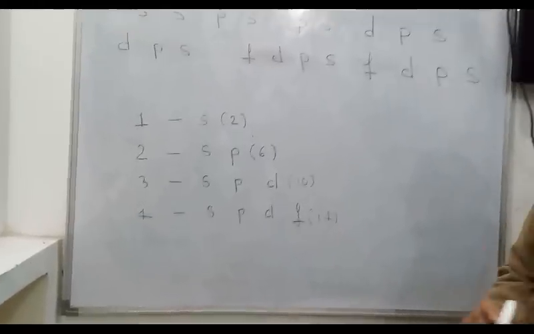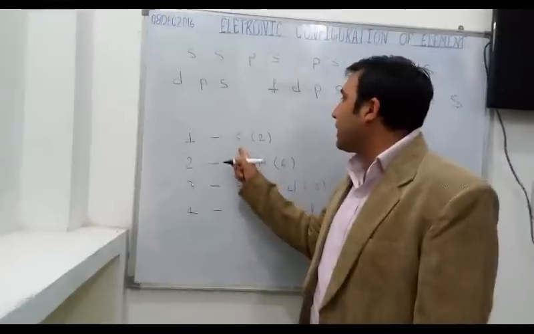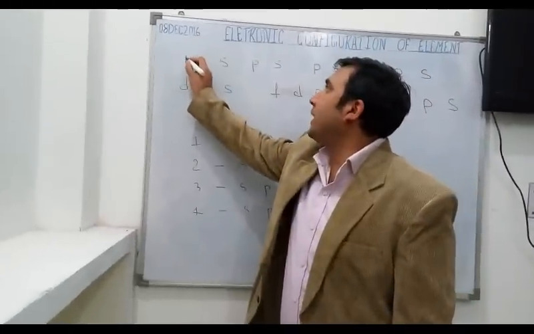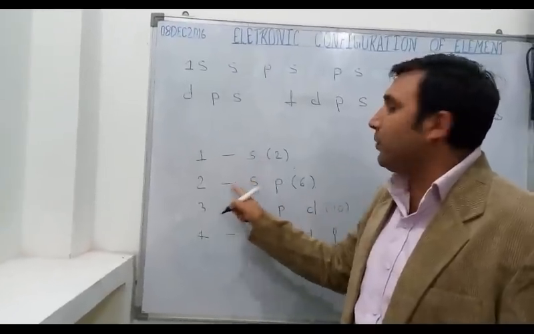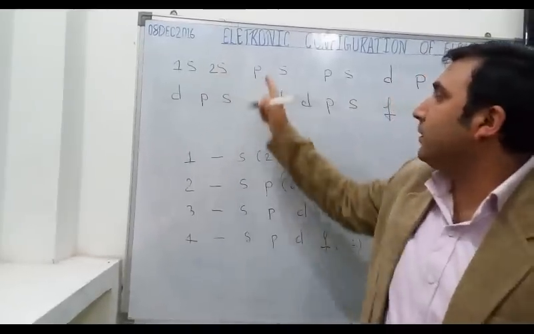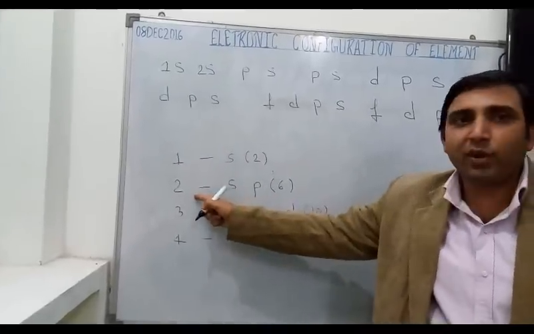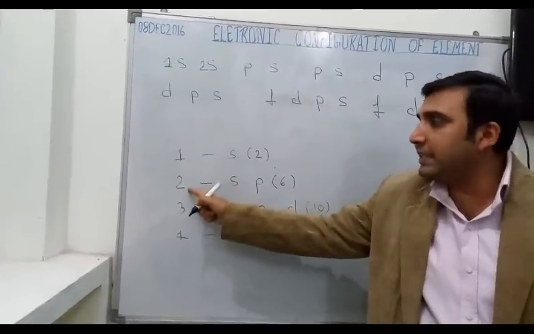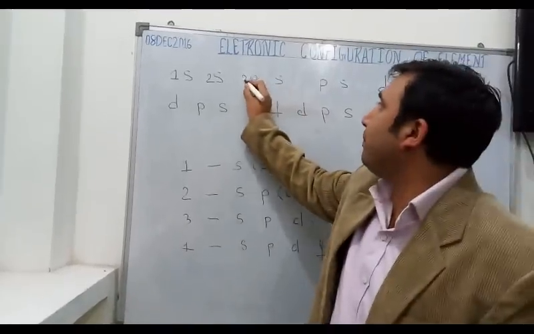Now I am going to tell you how to give the numbers here. The numbering will start from 1s. 1s is already filled. Then which s will we take? 2s. Now you see P has not come in the first shell. So from where are we going to write P? See here, in the second shell we have the P orbital. So we will write 2p.